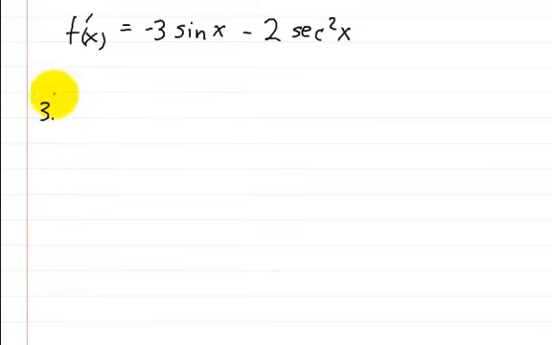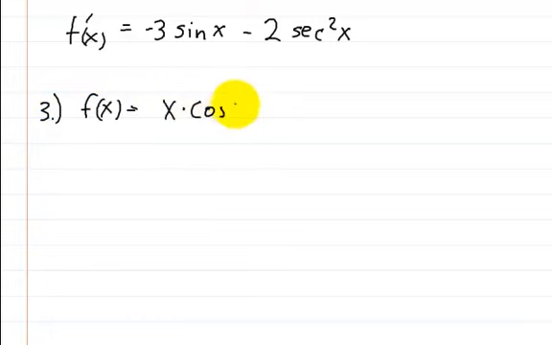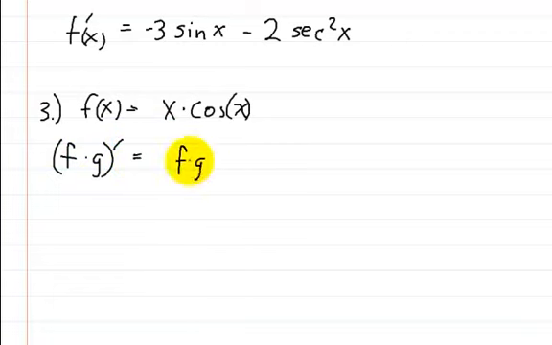Problem number 3 is f of x is equal to x times cosine of x. For this one you need to use the product rule, just in case you don't remember it: the derivative of two functions multiplied is f prime times g plus f times g prime. You take the derivative of the first one and the derivative of the last one and add them together. For this one, my f is going to be x and my g will be cosine of x.